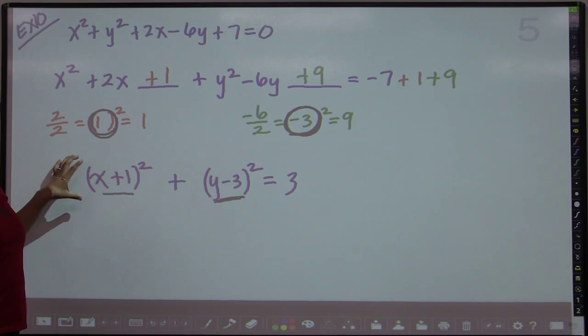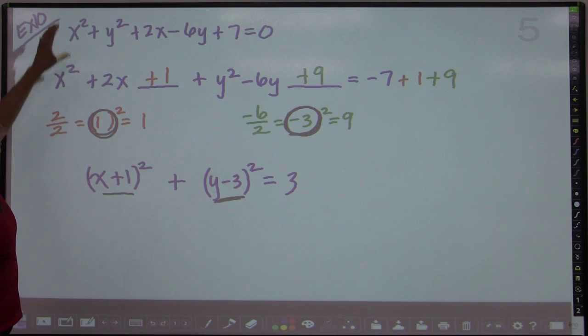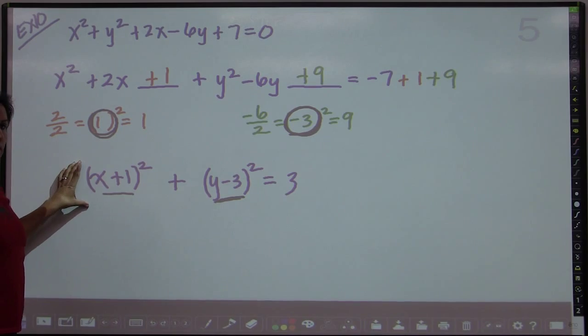They wanted the equation of the circle. But this is not in the right form. Now this is the right form.